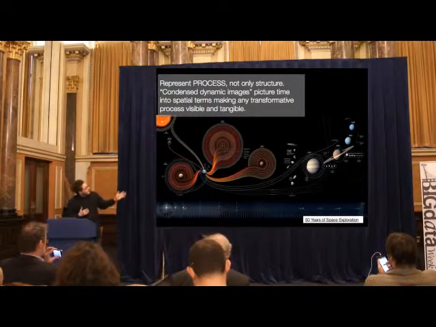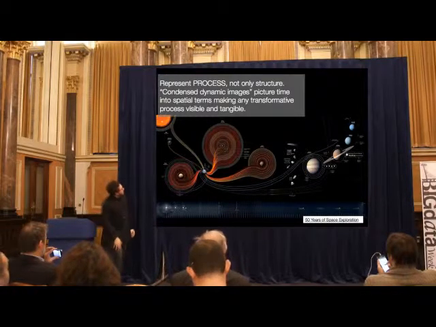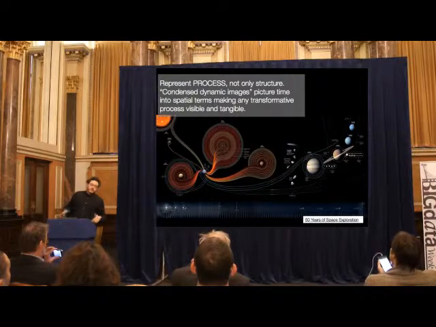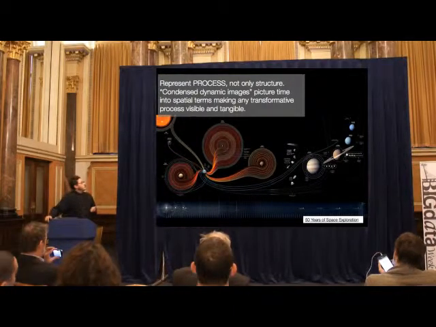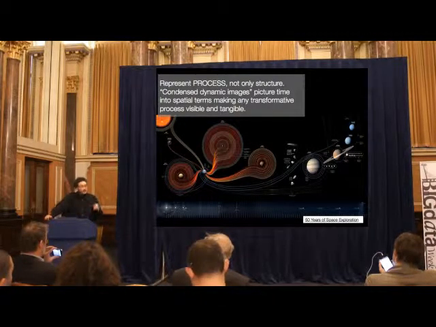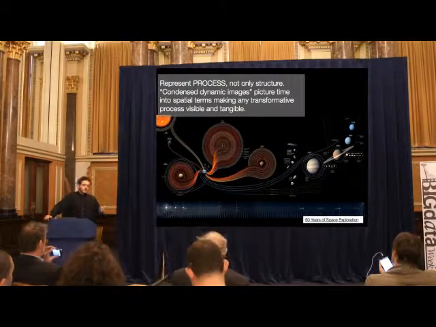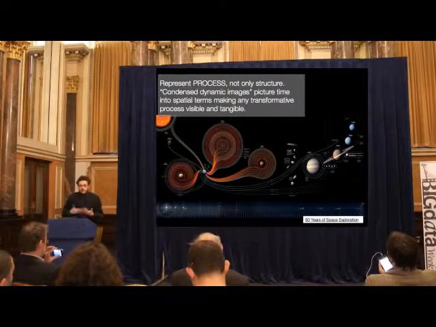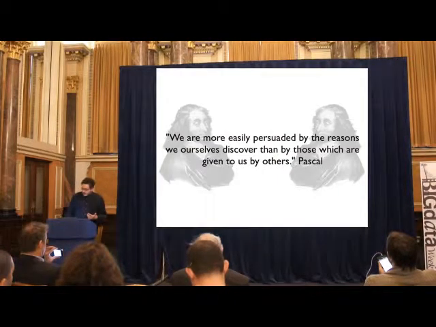And one of the final ones is process data visualization. We have done this amazing one, and you can't see it, but basically, what it can do is not only show the structure of the data set, but through condensing dynamic images, they can represent time in spatial terms, making sure that you can see how things evolved over time and making the transformative process available and visible and tangible for you to manipulate.